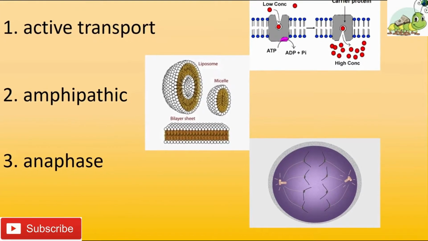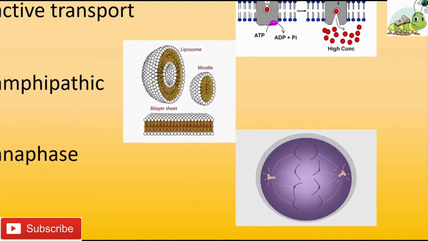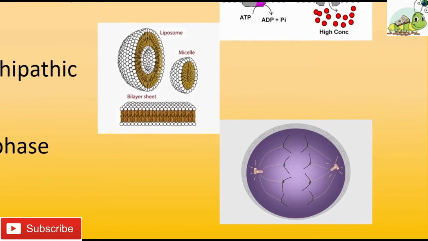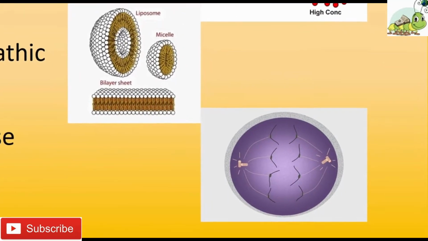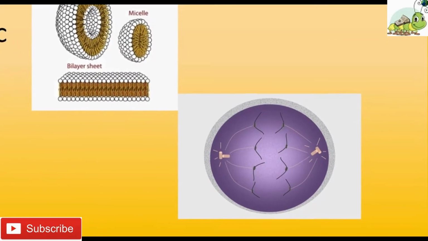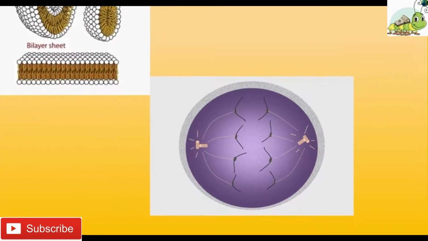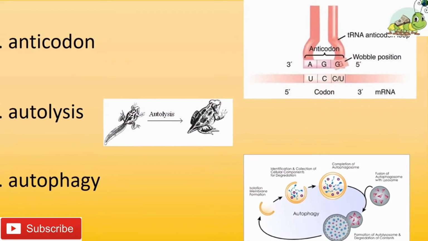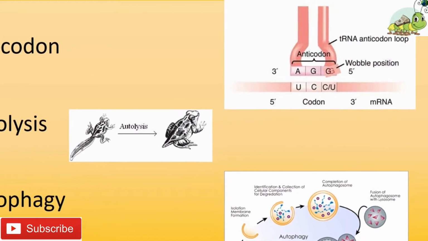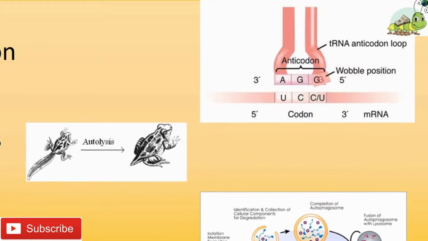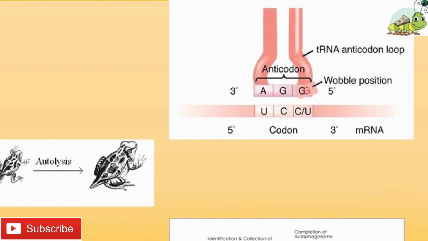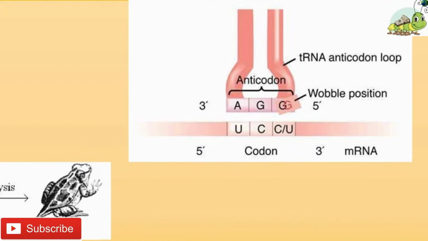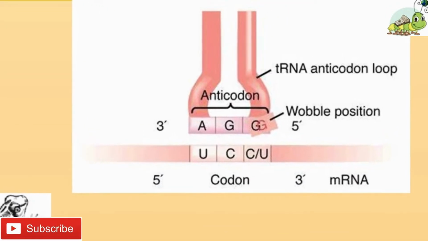Third point. Anaphase. Third stage of mitosis and meiosis, during which sister chromatids separate into two new nuclear regions of a dividing cell. Fourth point, anticodon. Consecutive sequence of 3 nucleotides on a tRNA molecule that is complementary to a specific codon on an mRNA molecule.